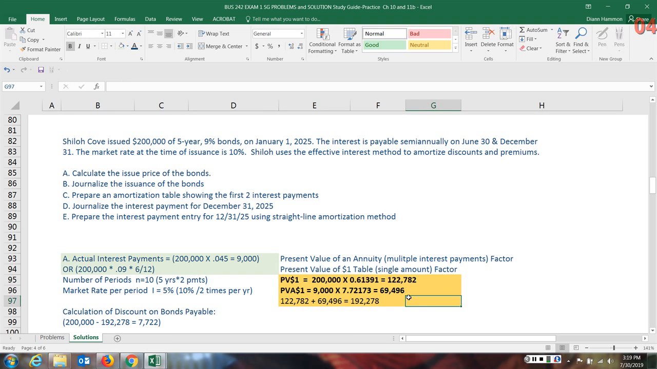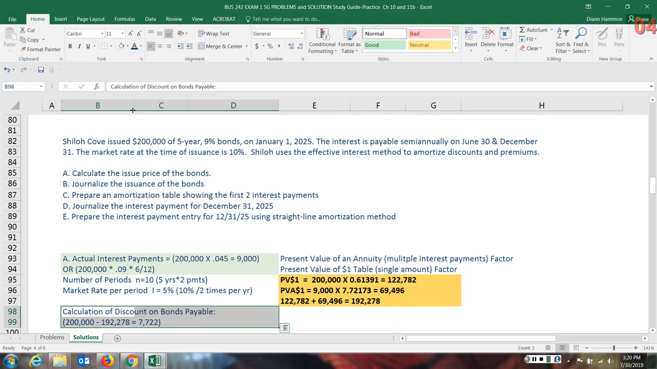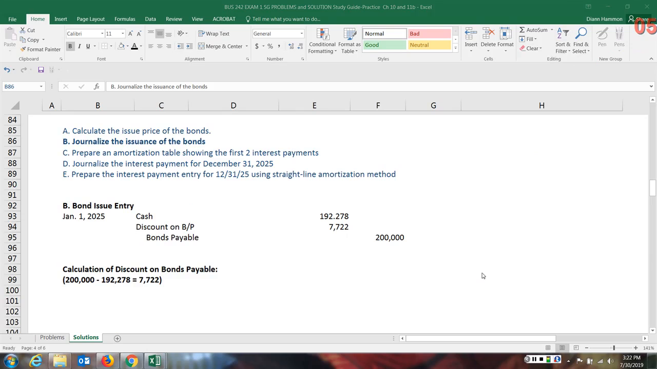$122,782. You need to add the present value of the bond plus the present value of those interest payments together. And when you do, you get the price of the bond. The bond should be issued, then, or sold for $192,278. So remember now, this is a $200,000 bond. It is going to be issued for less than $200,000. So what we have is a discount on the bond because it is being issued at an amount less than the face amount. The difference between the two numbers is $7,722.